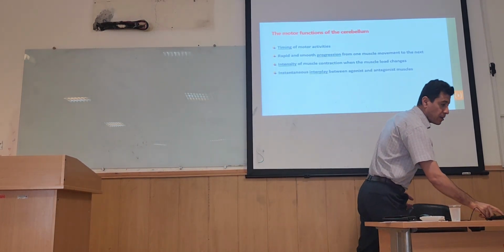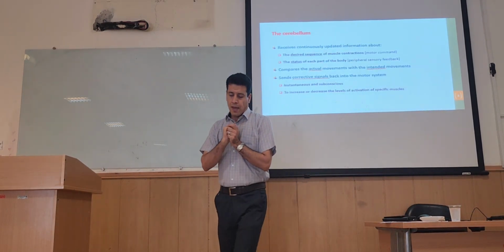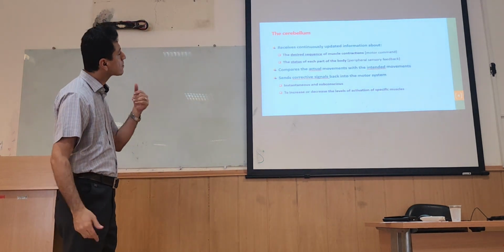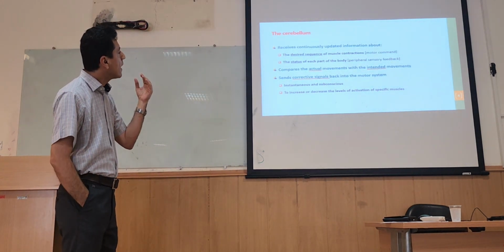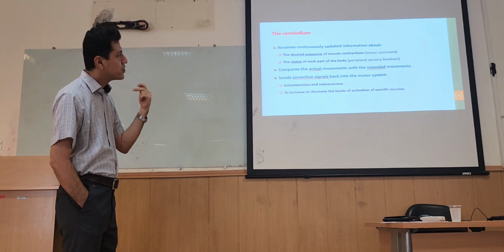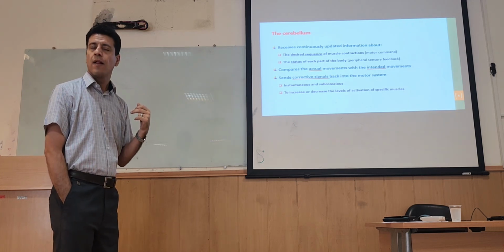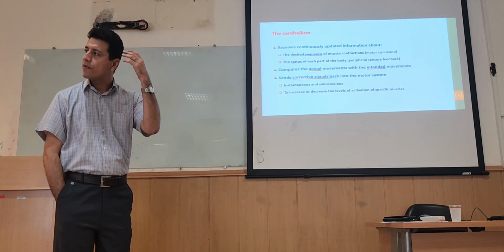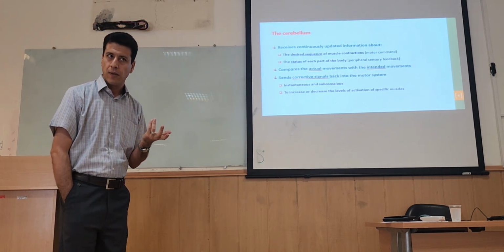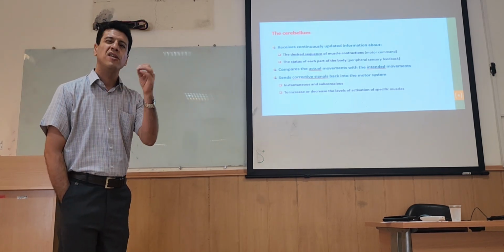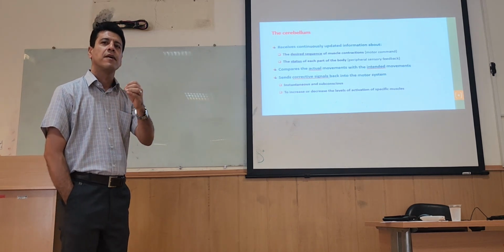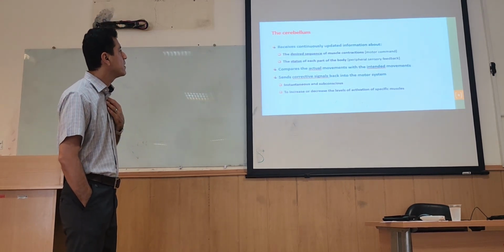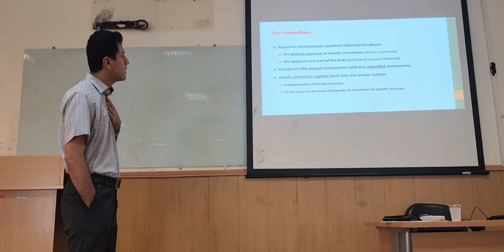Okay? So, how does the cerebellum do this? So, it receives two versions of information. The first is the motor command originated from the cortex. So it knows the desired movement that the motor system wants to do. Okay? The desired movements of the motor system.